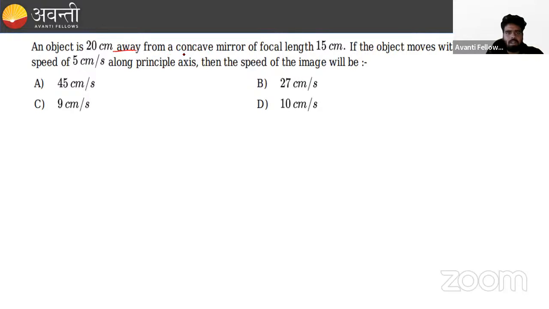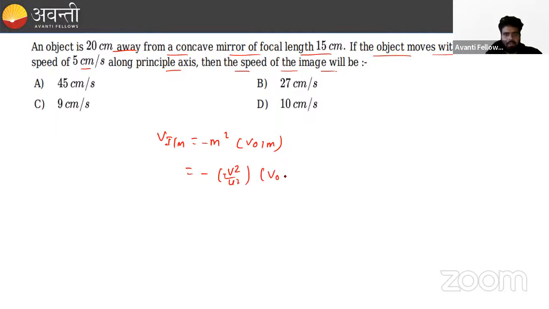An object is 20 centimeter away from a concave mirror having the focal length 15 centimeter. If the object moves at the speed of 5 centimeter per second along the principal axis, then the speed of the image will be? What is the speed of the image? We know that the speed of image with respect to mirror can be written as magnification square times the speed of object with respect to mirror. Right, guys? So firstly, we have to calculate the magnification.